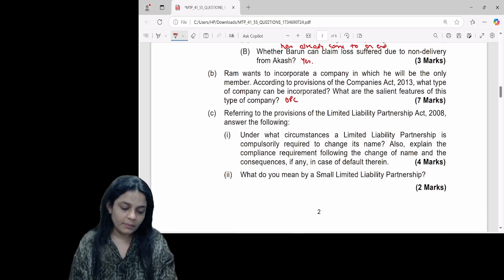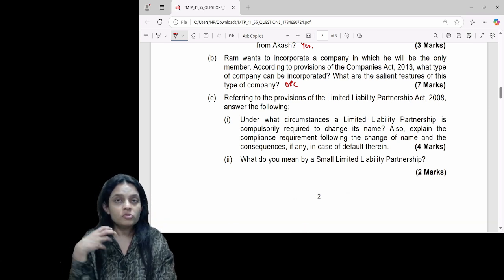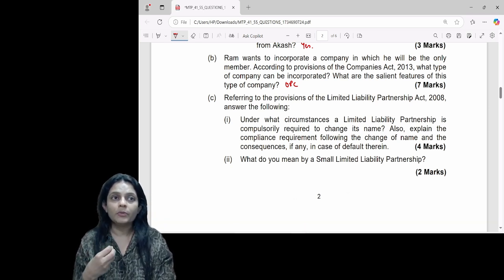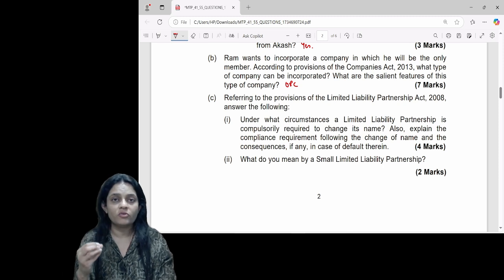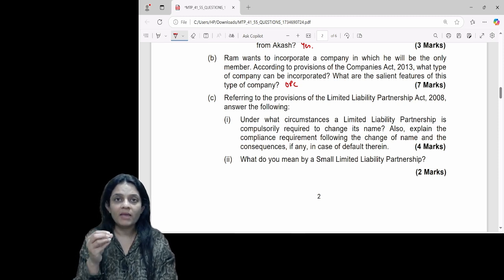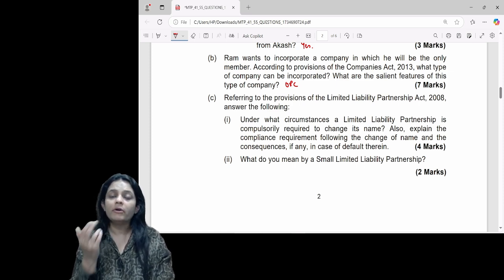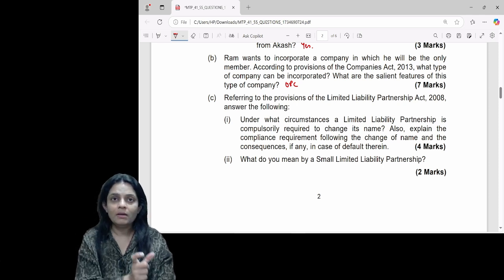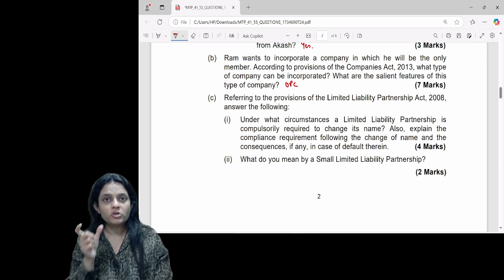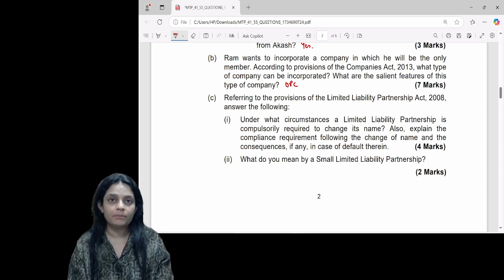Referring to the provisions of LLP, under what circumstances is an LLP compulsorily required to change its name? When an LLP has been incorporated, by inadvertence or for any reason whatsoever, with a name identical to the name of any other LLP or company or registered trademark, then an application can be made by that LLP, company or proprietor of the registered trademark to the central government asking the new LLP to change the name.